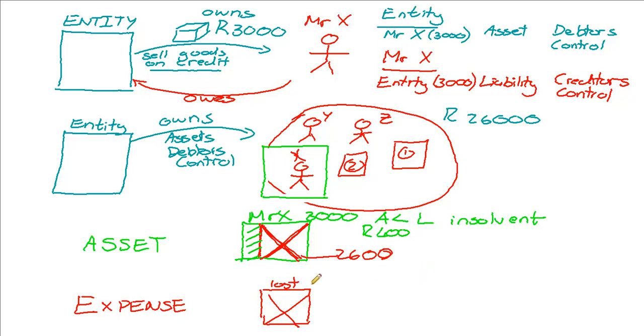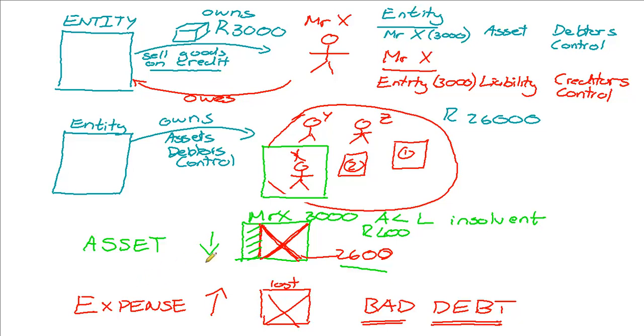So there we go. The 2,600 Rand is going to be an expense, and that expense we are going to call bad debts, because it was debt that was owed to the entity originally, but now since the debtor was declared insolvent, a part of his total debt has been lost, and therefore we're going to call it bad debt. Right, so what's happening to my asset? My asset is decreasing by the 2,600. And my expense is increasing by the 2,600 Rand.